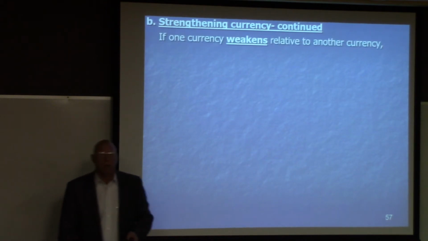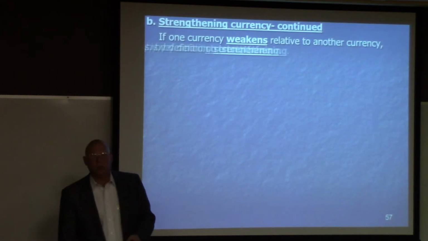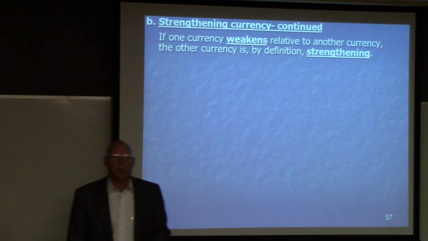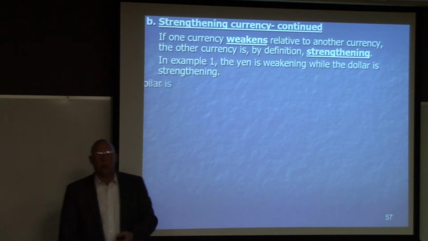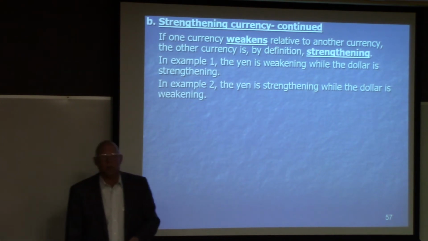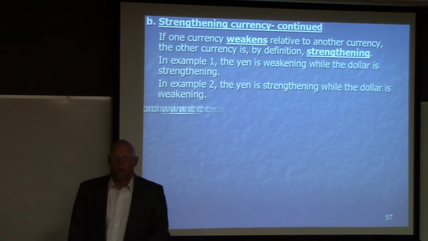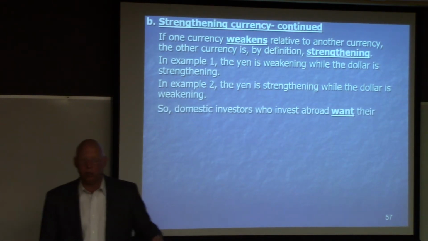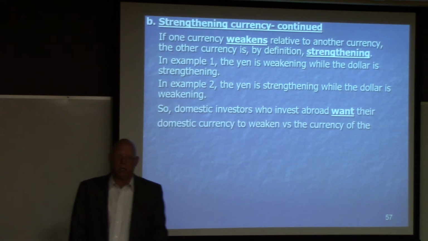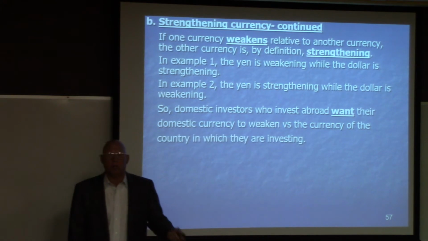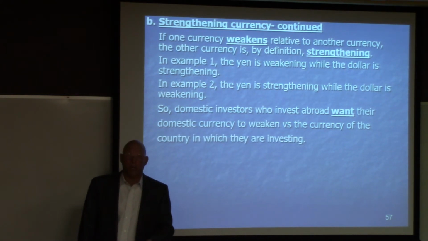Okay? All right, if one currency weakens relative to another currency, the other currency is by definition strengthening, as we said. For example, the yen is weakening while the dollar is strengthening, and vice versa. In example 2, the yen is strengthening while the dollar is weakening. So domestic investors, Japanese investors who invest abroad, want their domestic currency to weaken versus the currency of the country in which they are investing.